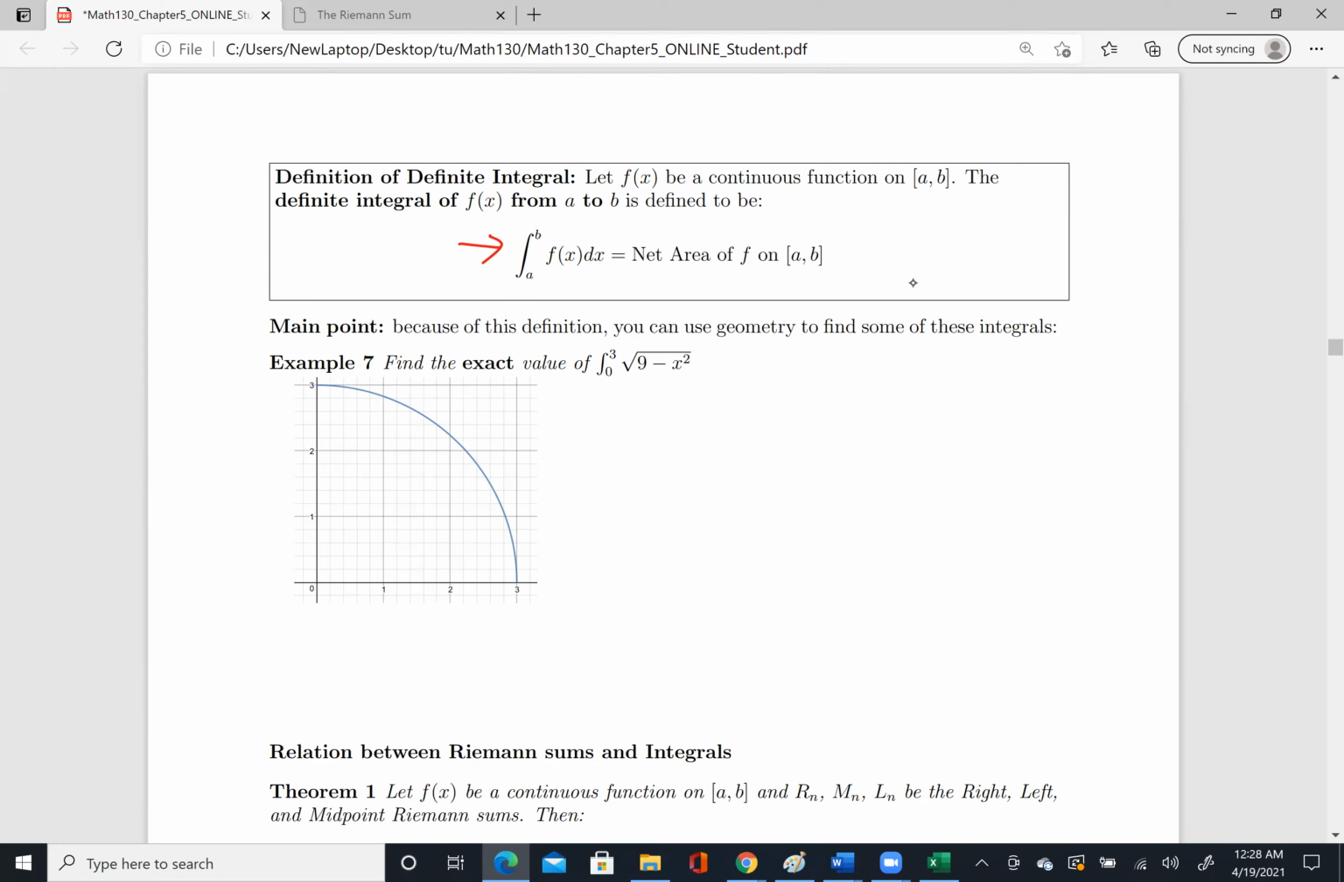Example 7, find the exact value of the integral of the square root of 9 minus x squared from 0 to 3. So from 0 to 3, right? We have the area over here. See that?